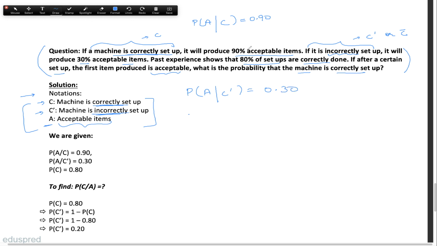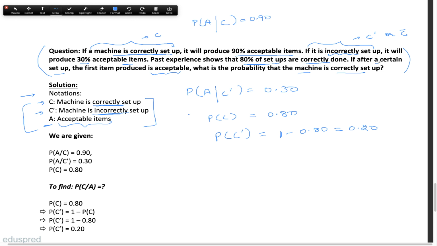Past experience shows that 80% of the setups are correctly done. That means the probability of C, that the machine is correctly set up, is equal to 0.80, and this automatically implies that the probability of C prime, that is the probability that the machine is incorrectly set up, is equal to 1 minus 0.80, which is 0.20. Okay, so this is the information that we have.